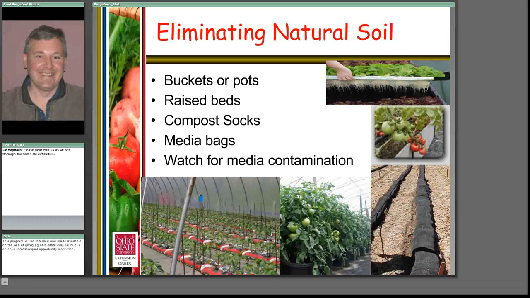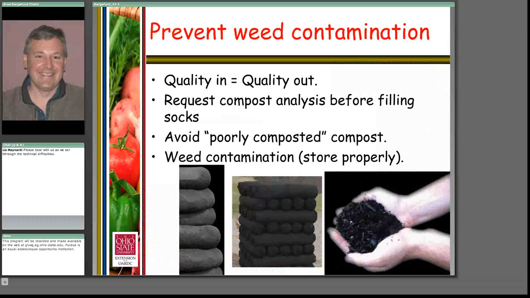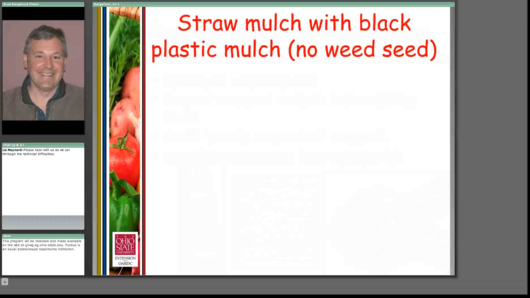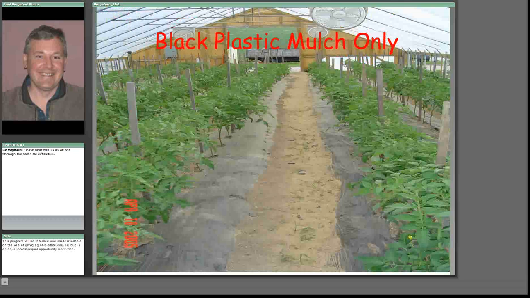Then we have raised beds. There's different styles of those we can use. And then the soilless, like the top right picture there, maybe like a hydroponic type of situation where we just eliminate the soil altogether. So that would definitely help us out with weed control. But remember, quality in, quality out if we're using compost, especially with these compost sacks. Always get a compost analysis before we fill those sacks, and avoid those poorly composted compost. And then if you're going to store them, keep them inside in the barn where they're not going to get infested with weeds.